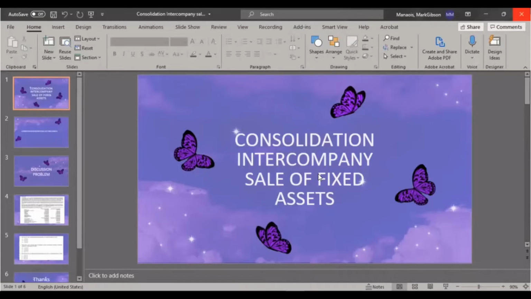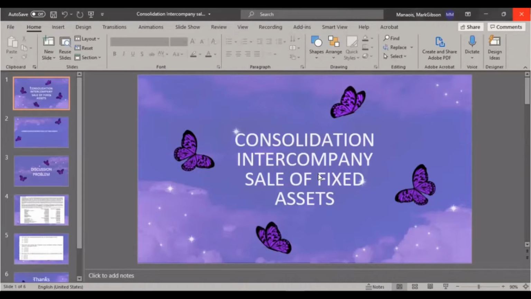So the concept of downstream and upstream sale, no. So tandaan na, if it's downstream, this is the parent and this is a subsidiary. The parent is the selling affiliate, no? So downstream sale, it's from the parent pababa papunta kay subsidiary. If it's the upstream sale naman, the subsidiary is the selling affiliate. So si subsidiary nagbenta kay parent, no?